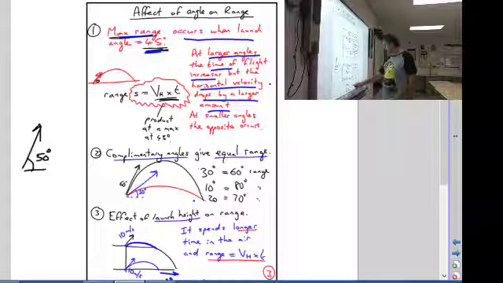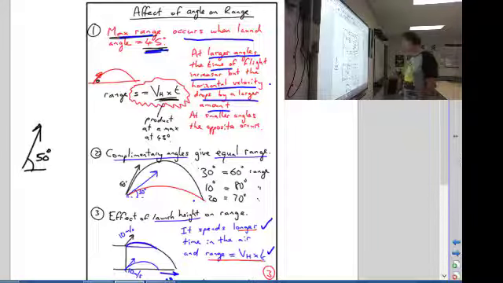And if you go to a higher launch height, you're going to get longer in the air, and because range is horizontal velocity times by time, you're going to get a larger range because it's longer in the air.